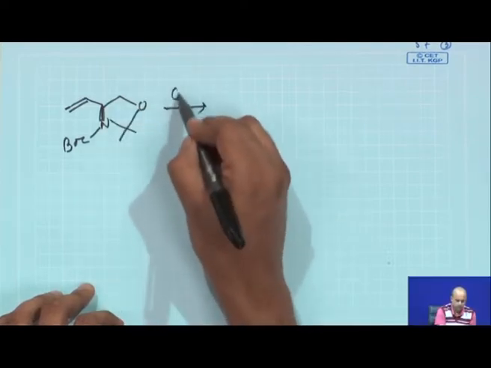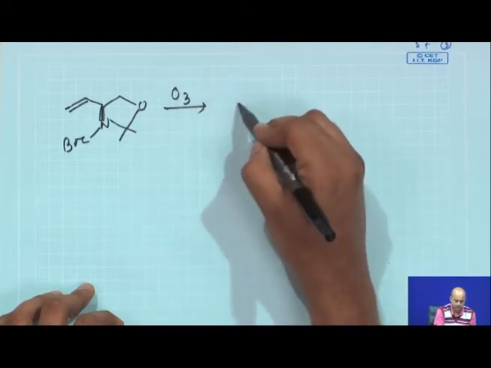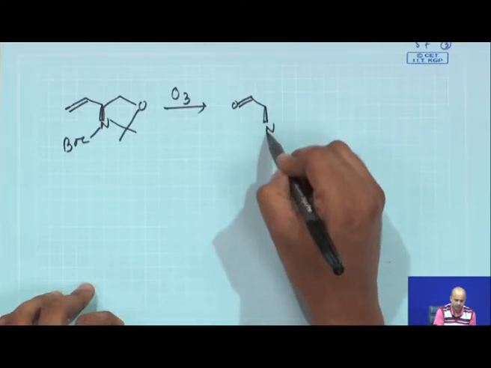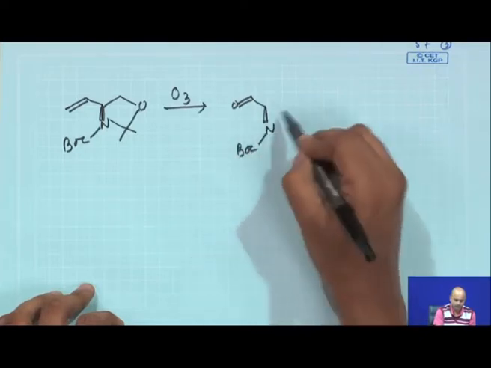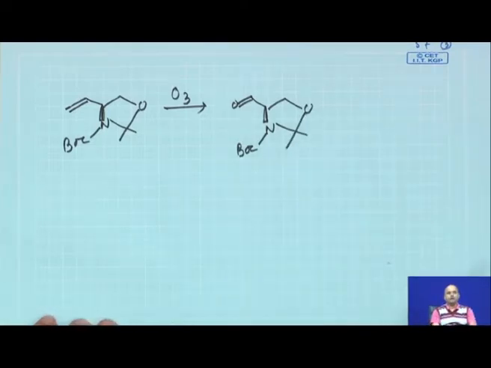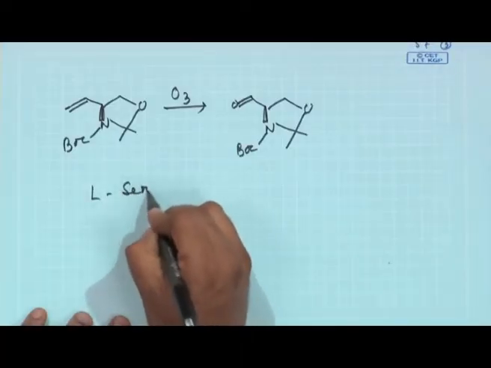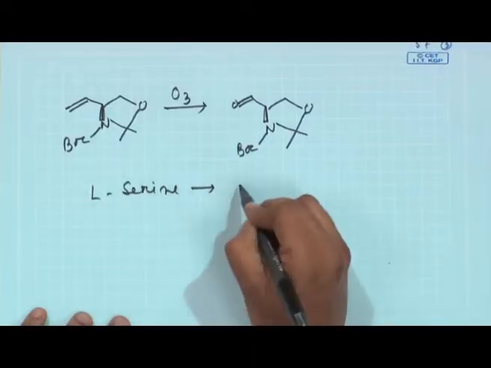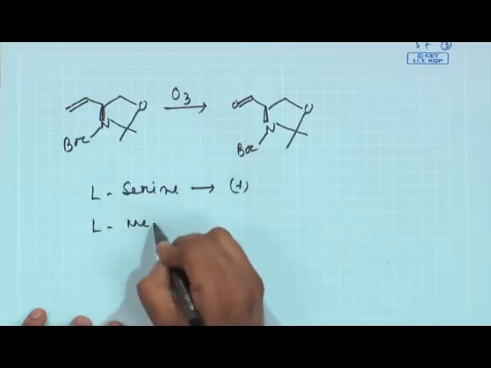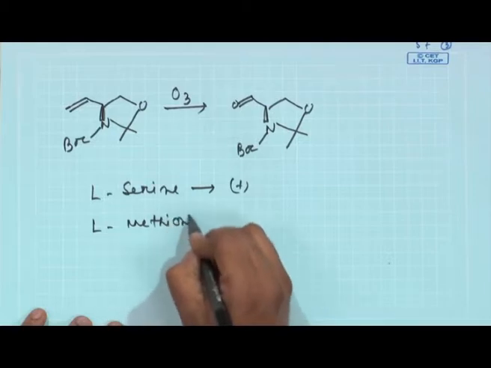Now, what do you do? We just do an ozonolysis. So, basically you have this compound in Boc. This is nothing but the enantiomer of the Garner aldehyde. So, it is the same starting material or a similar kind of chiral sense. So, you are saying that L-serine gives you the plus enantiomer and L-methionine gives you the minus enantiomer.